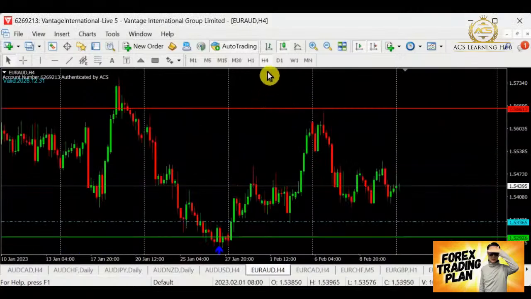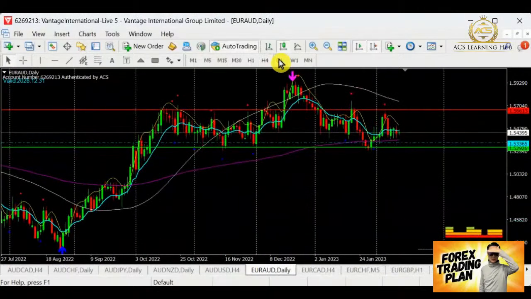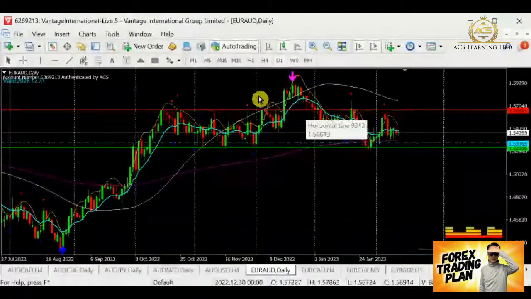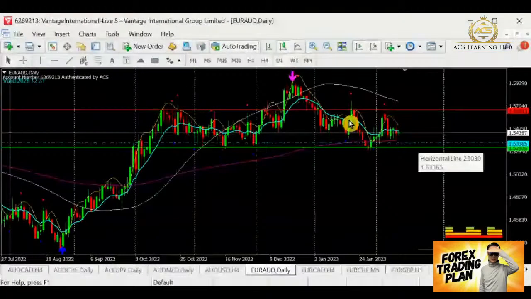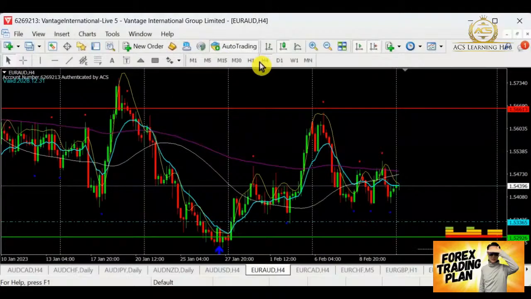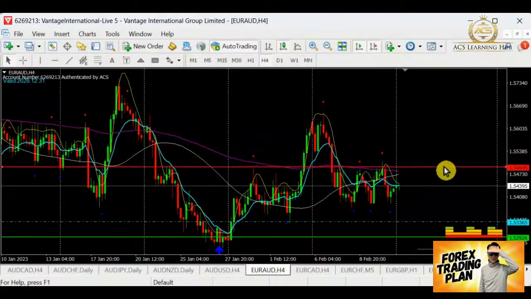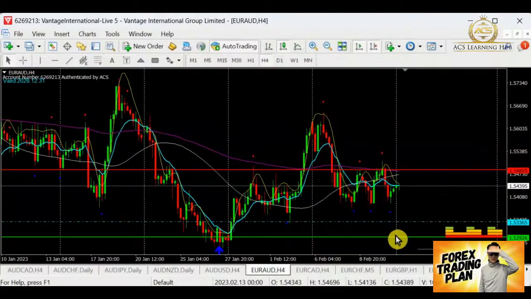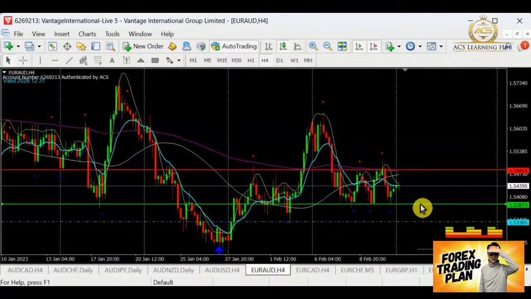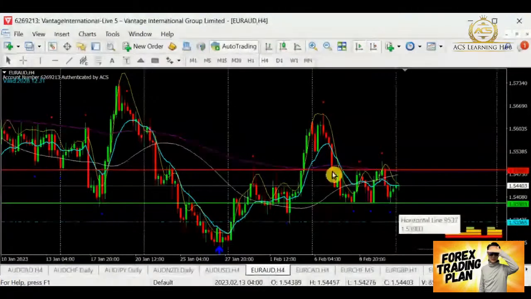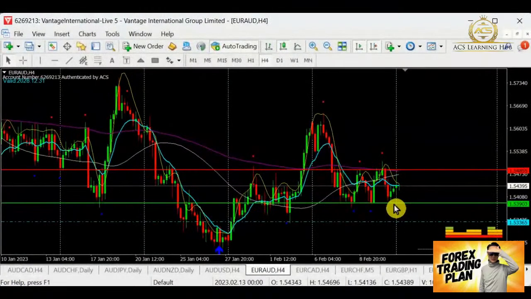For Euro Aussie, at this area here we are looking into selling, so it's very obvious. Since we are looking into selling at this point, we shall look for a resistance. The resistance is still quite high up here, and the support is over here, so we are right at the middle. Although we are looking for selling, we are right in the middle.